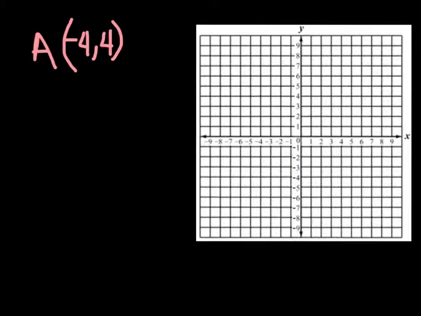Now let's see if we can plot points that we are given. If point A is (-4, 4), we will start at the origin at (0, 0), and the x value is -4, so we're going left 4 units to -4, and then we will go up 4. Okay, and we will land here at point A, (-4, 4).